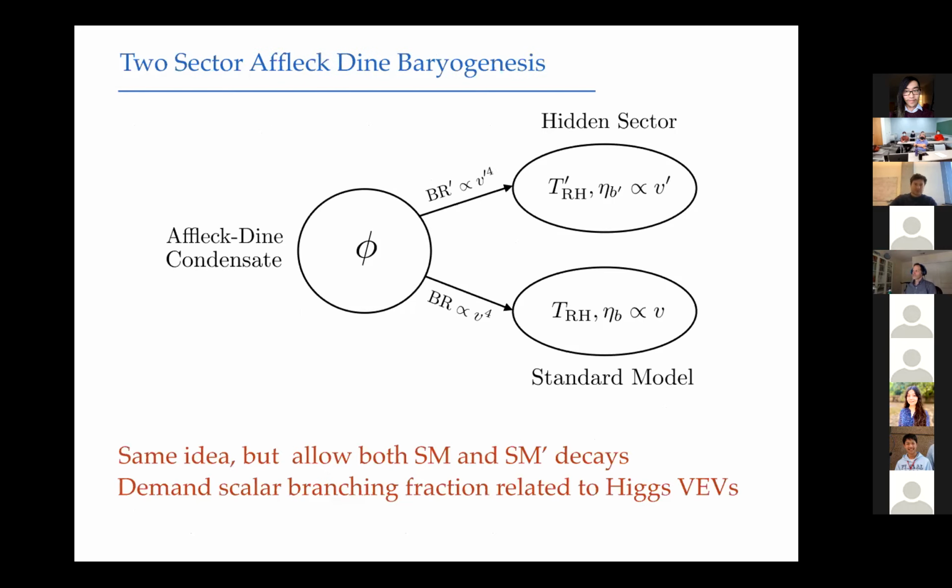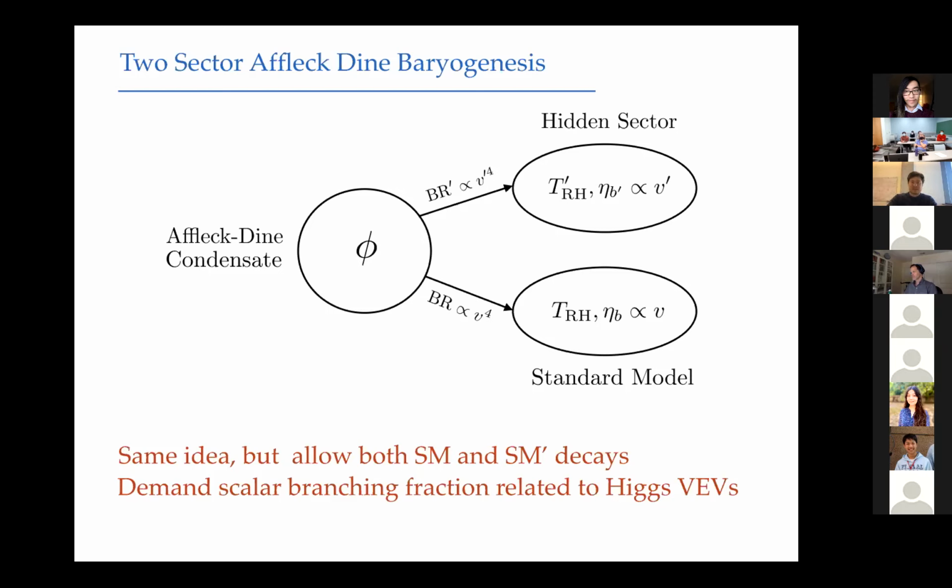And what we're going to do is we're going to generalize this to having two sectors. So we're going to have one field phi. It's going to be exactly like what I just told you. But now we're going to add the additional lever, which is that we're going to give it different branching fractions to the primed and unprimed sectors. For reasons that will become clear, I hope, going forward, the main thing that we're going to want to require is that the branching fractions to each sector, or that the widths to each sector, are going to scale as the VEV of each sector's Higgs to the 4th power. That seems like a funny requirement, but we'll get to why we need that.